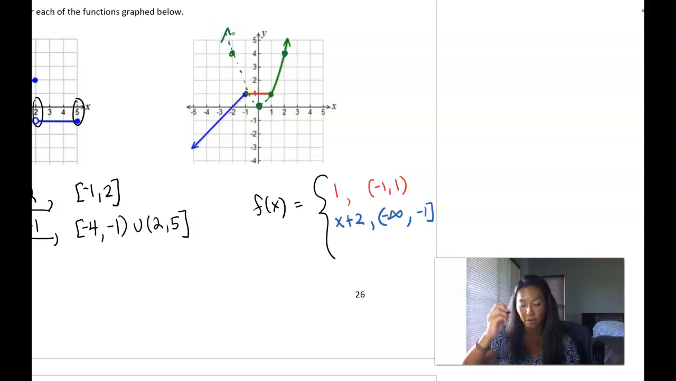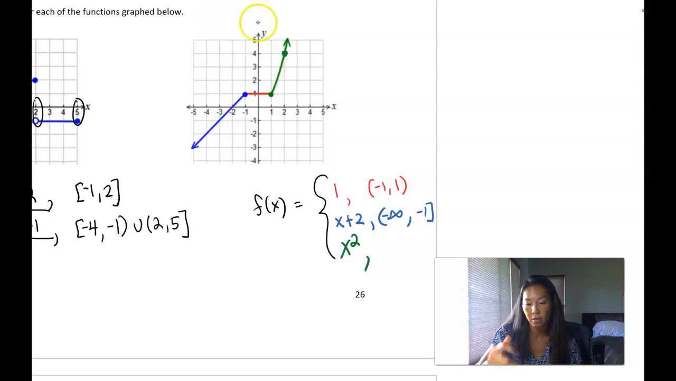We call that one x squared. Okay, but only from what values? Now, what x values is it going from? 1 to this arrow on the right, which is infinity. So I'm going to say from, let's include 1 and go to infinity.